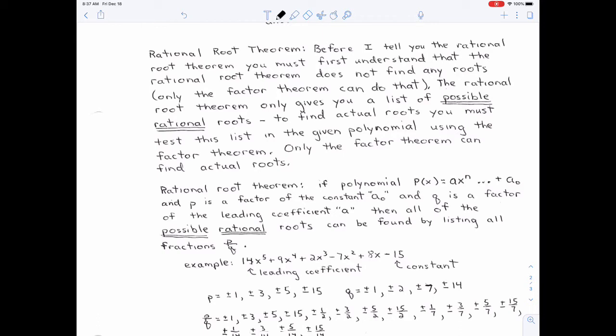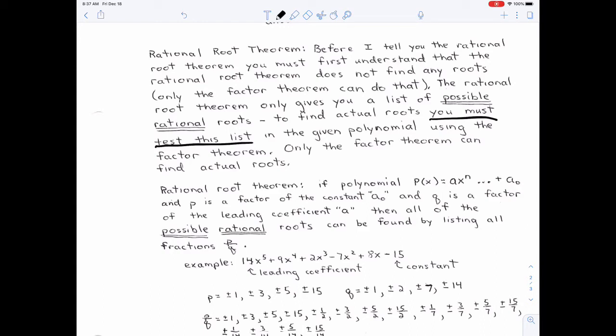But make sure you understand that. It says this only gives you possible roots. To find the actual roots, you must test this list. And how do you test this list? If you can't answer that, you don't know what you need to do. You test it by dividing. Again, the factor theorem is the thing that solves the problem. All this other stuff just kind of helps and makes things easier. But it's dividing and getting a remainder of 0, okay? Only the factor theorem. And what's the factor theorem? Divide and get a remainder of 0. Only that can solve the problem. Don't lose sight of that, and it's easy to lose sight of it.